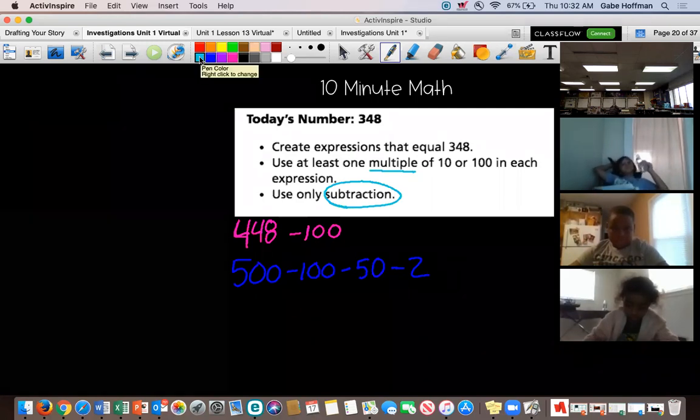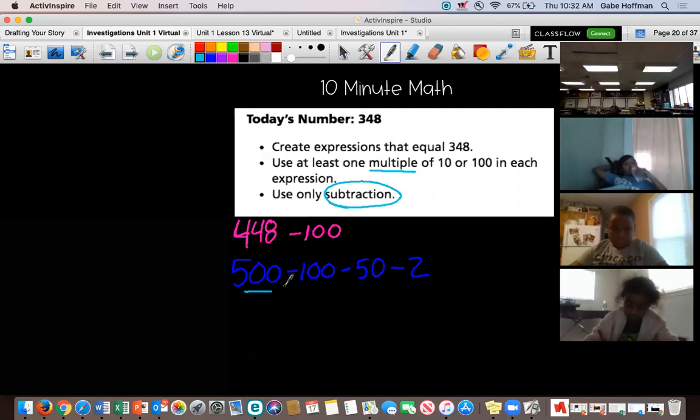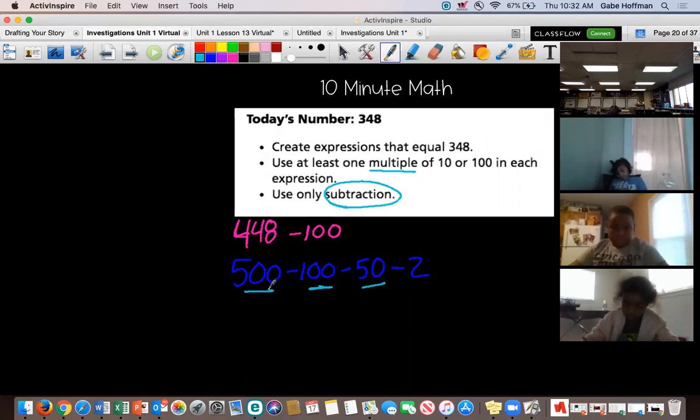And your multiples of 10 or 100, these are all multiples of 10. And this is a multiple of 100 and 10. And this is a multiple of 100 and 10.